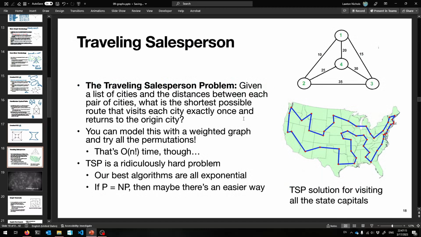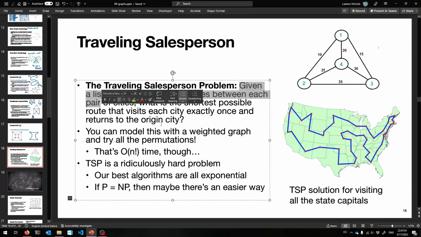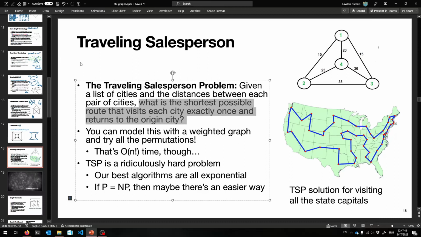All right, finally, my last example for us is called traveling salesperson. It's also sometimes called traveling salesman because, I don't know, somebody made it up in the days when there were only traveling salesmen or something. But nowadays we call it traveling salesperson. And here's the problem. Given essentially a graph, but it kind of looks like a map, given a list of cities and the distances between each pair of cities, what is the shortest possible route that visits each city exactly once and returns to that original city?